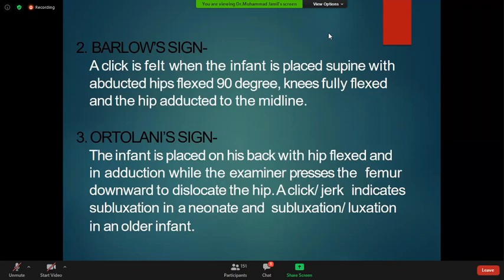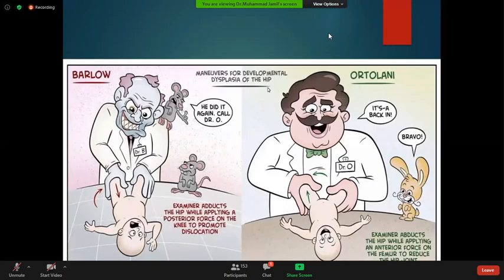What is the Barlow sign? A click is felt when the infant is placed supine, with the hips flexed 90 degrees, knees fully flexed, and the hip adducted to the midline. The Ortolani is performed with the hip flexed and abducted while the examiner pushes the femur upward to relocate the hip. A click indicates subluxation, and a clunk indicates a dislocation in an older infant. This is the Barlow test.